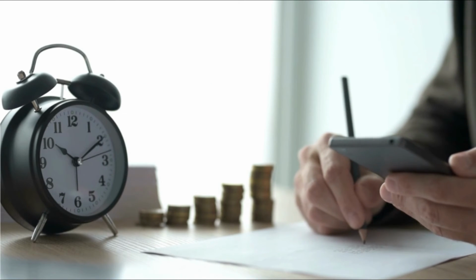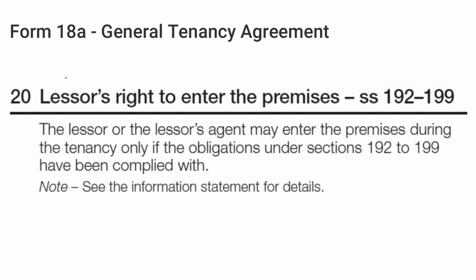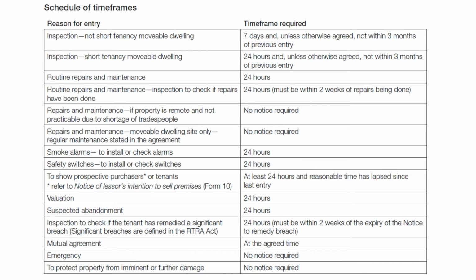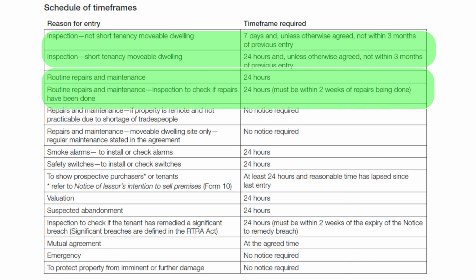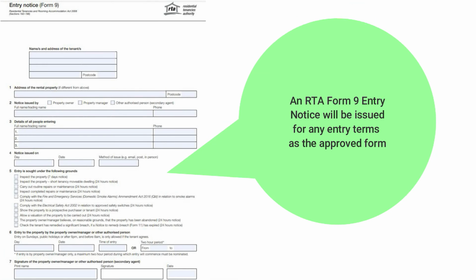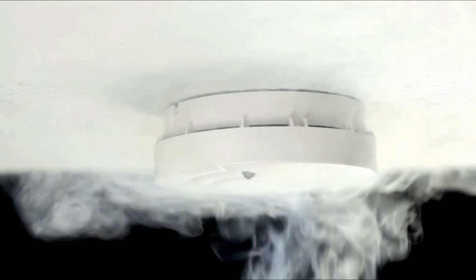Standard Term 20 explains the rules of entry to your property. Entry can be granted for many reasons, including but not limited to repairs or maintenance or routine inspections. The routines occur every 3 to 4 months and you'll be issued an RTA Entry Notice Form 9 showing the reason for entry and the time frame prior to entry occurring.